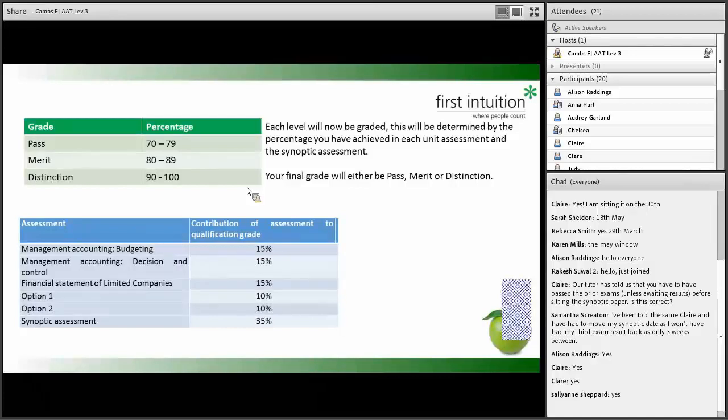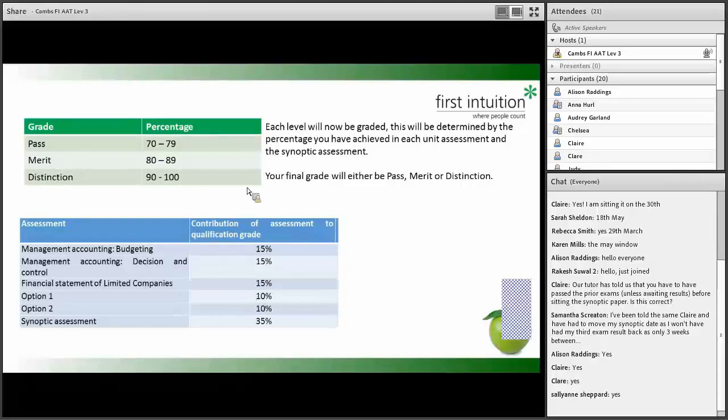I've also popped here the contribution that each of the units make towards the final grade for your level 4. So we can see here that the budgeting, decision and control, and financial statements of limited companies, they each contribute 15% towards our final grade.